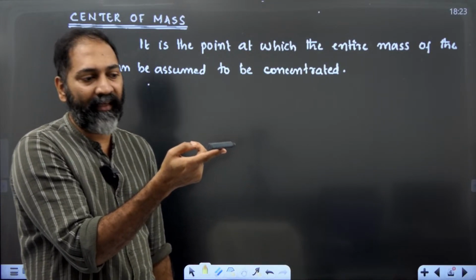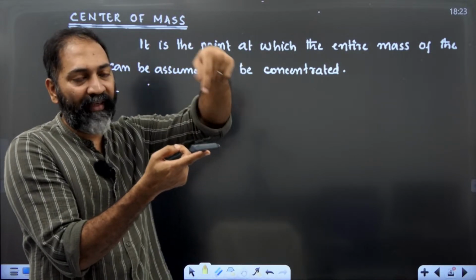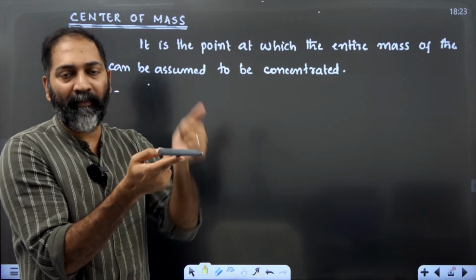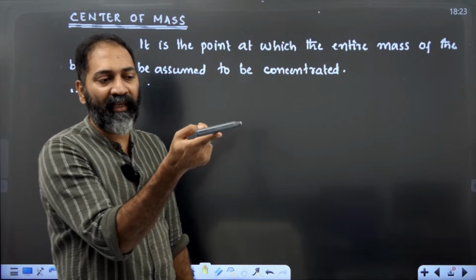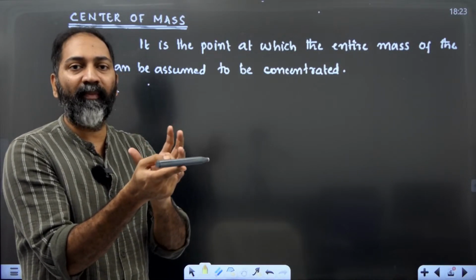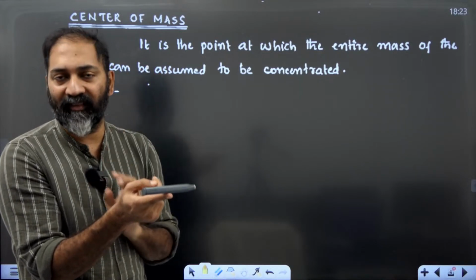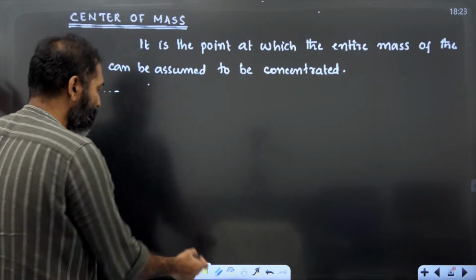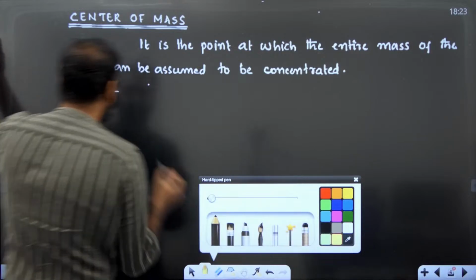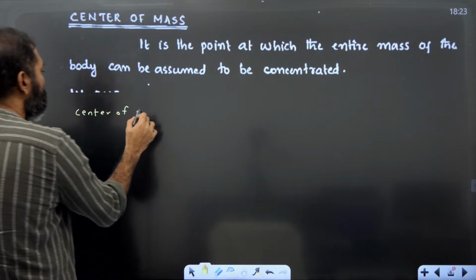I hope it is clear. Did you understand? Center of gravity is vertically downward and I am applying an equal and opposite force. So that is the reason why I am able to balance this pen. What is center of mass? The point at which the whole mass of the body is assumed to be concentrated is called center of mass. I can also write center of gravity.